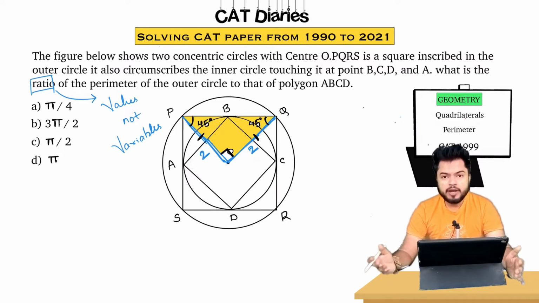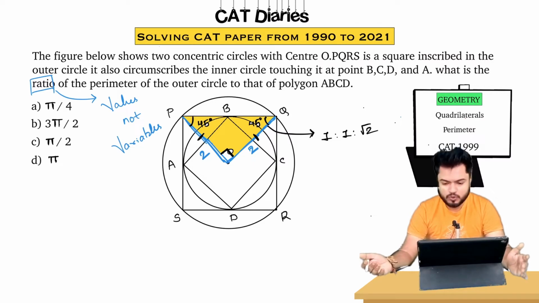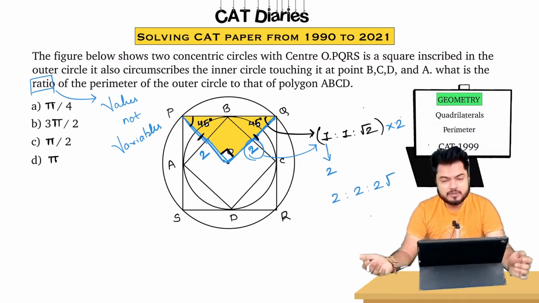Now, what do I know about the ratio of the sides of a 45-45-90 triangle? We had seen this earlier. The ratio is always 1 is to 1 is to root 2. The equal side is given to me as 2, so if you multiply this ratio by 2, it becomes 2 is to 2 is to 2 root 2. So the side which I don't know here is 2 root 2. You can also apply the Pythagoras theorem and reach the answer, but this tells me that this side is equal to 2 root 2.